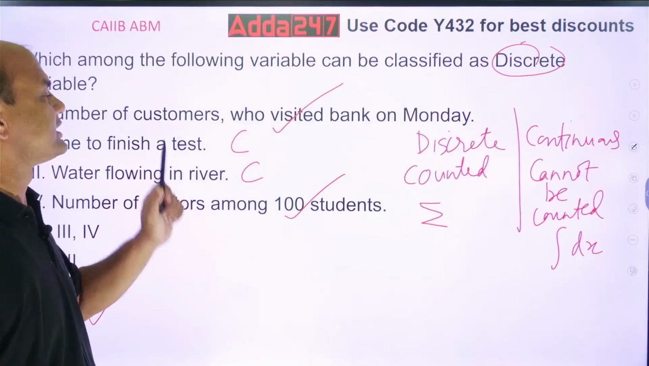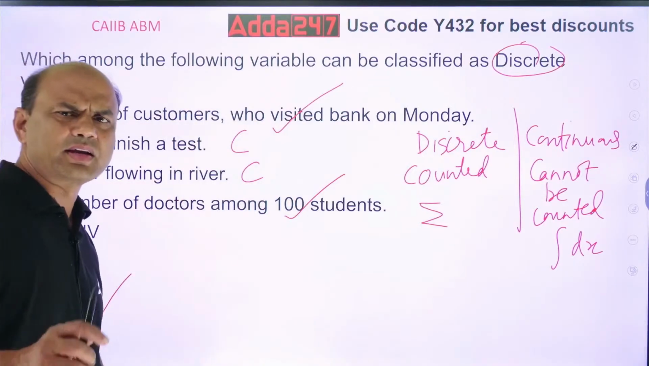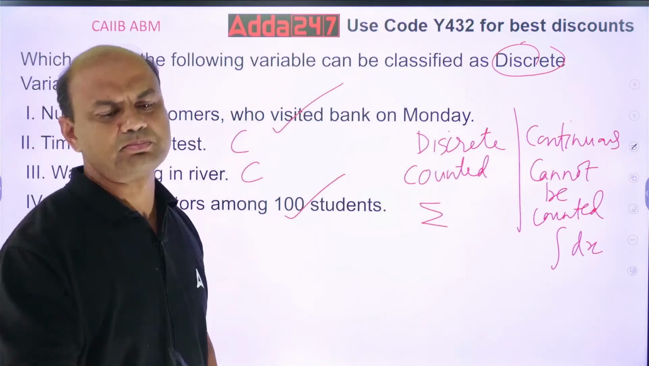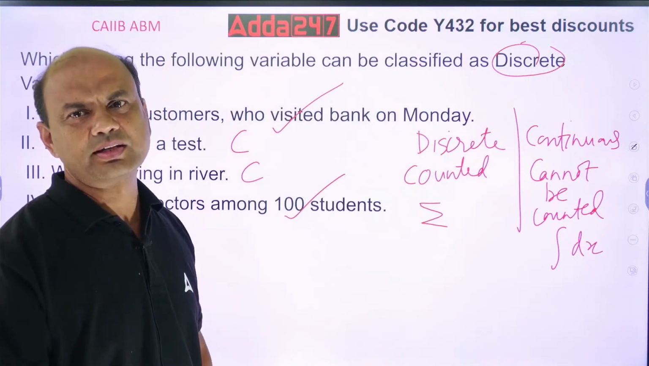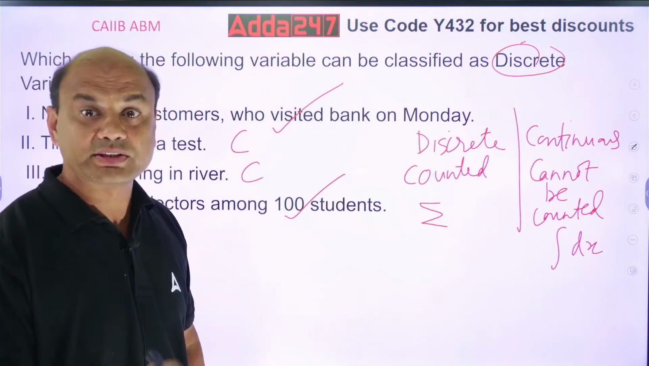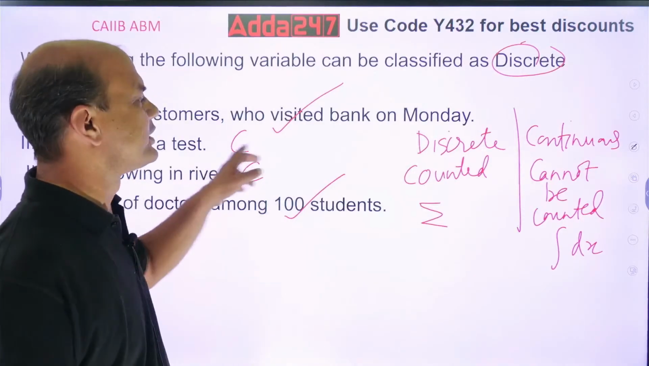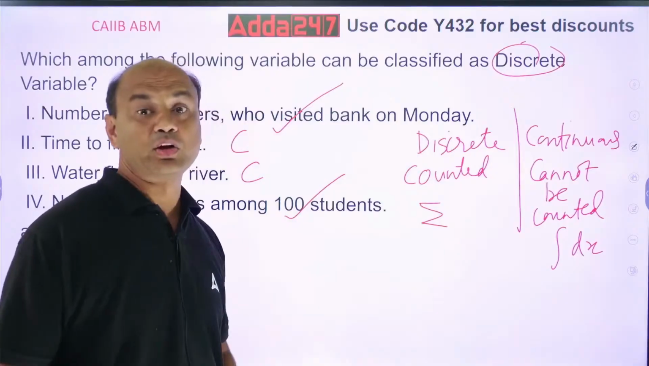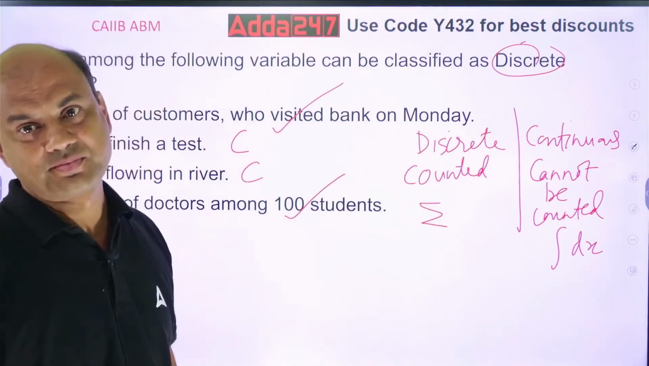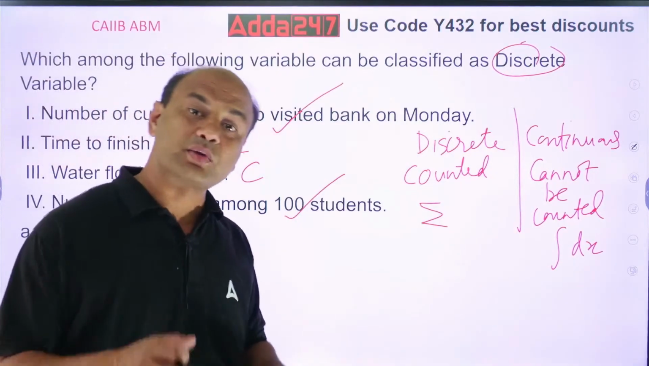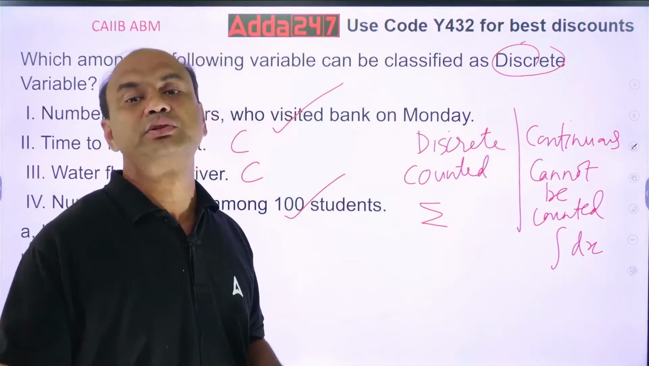Time to finish the test. So time, can you stop the time? Let's say you are giving the test. In the exam, can you stop? No, it's a continuous process. It doesn't stop. So this is continuous. Cannot be counted, in the sense, cannot be counted singly without using any instrument.